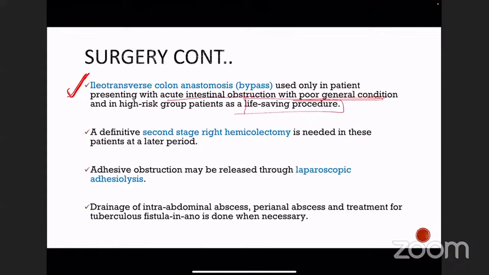Drainage of intra-abdominal abscess and perineal abscess and treatment of tuberculous fistula in ano can also be done as and when required. If it is present, we can do fistulectomy and drainage of abscess. We do a wash of the cavity. We are closing the abdomen without putting a drain. Such things we are doing in day-to-day practice, right? This was about the surgical treatment of ileocecal tuberculosis.